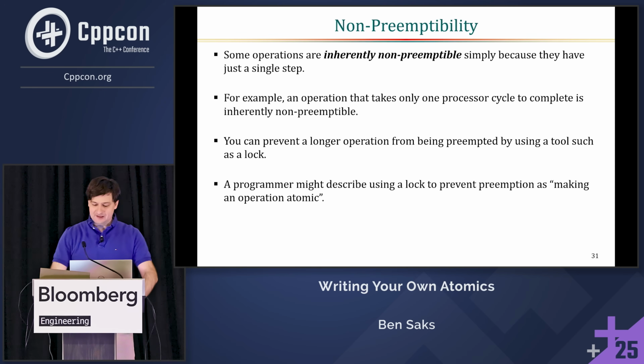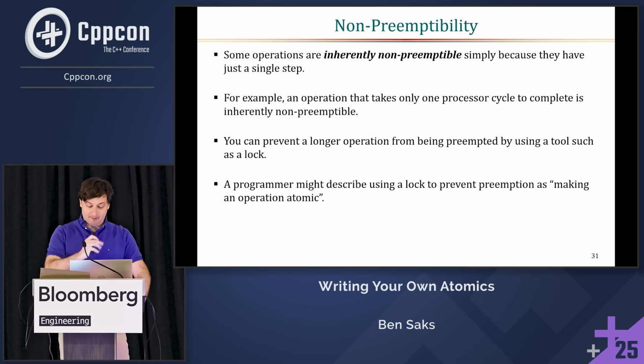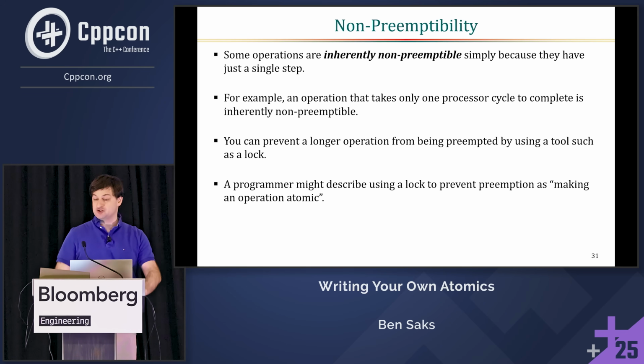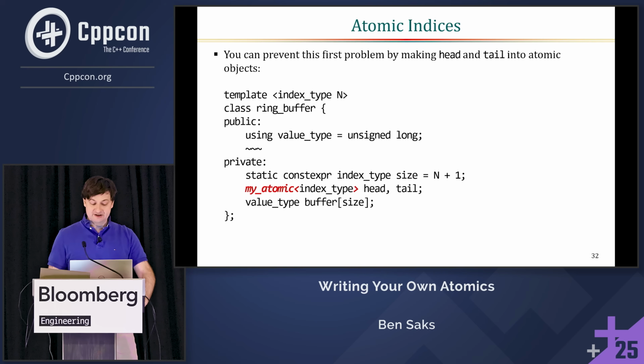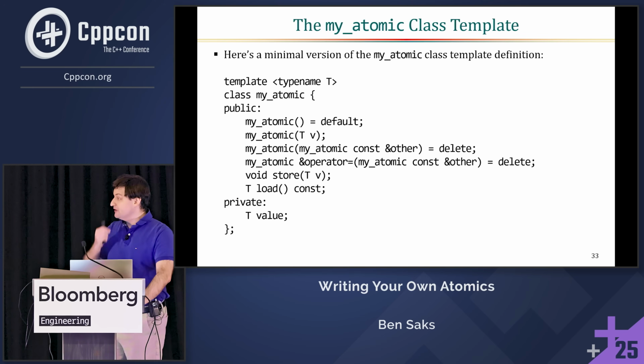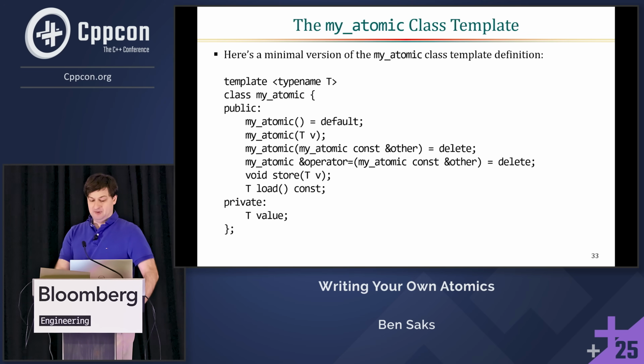But for this purpose, either one of them will do, as long as the operation is non-preemptible. That's really what we need in this situation here. So this is where I'm going to go ahead and apply my atomic template to the head and tail indexes. And here is the minimal version of the my atomic class template that I put together. The real std atomic class has more capabilities than this.